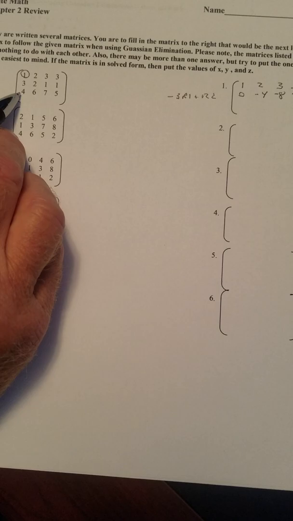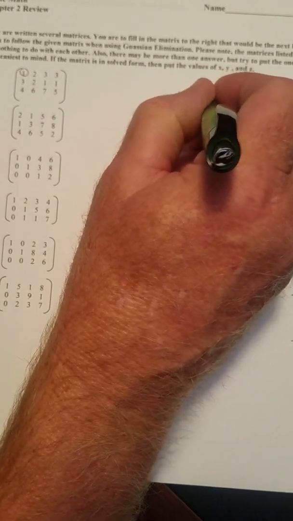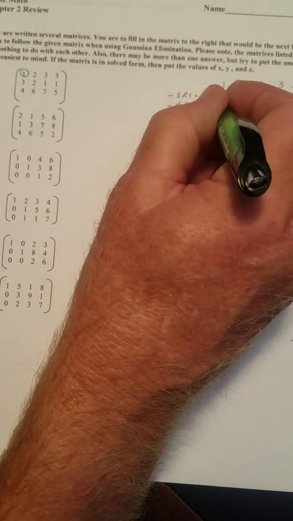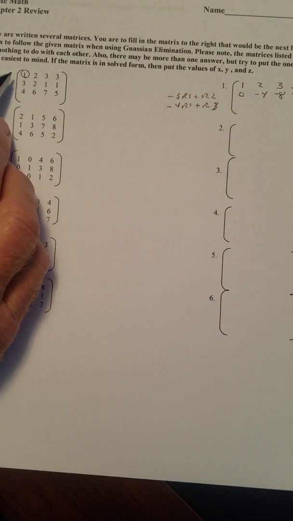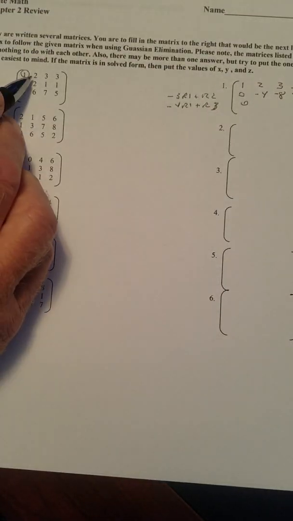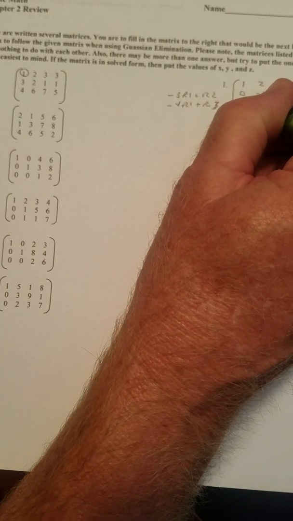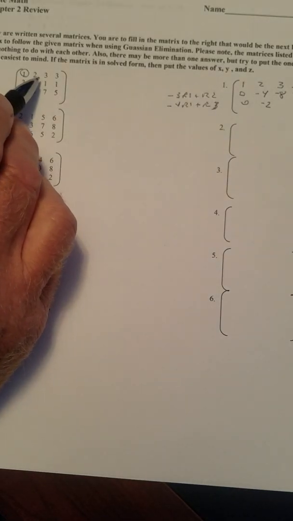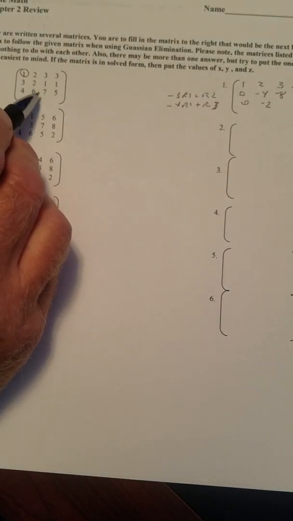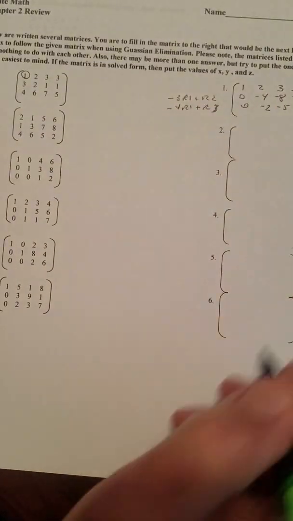On the bottom row, to get a 0 where the 4 is, I'm going to take -4 times row 1 plus row 3. -4 times 1 is -4 plus 4 is 0. We knew that. -4 times 2 is -8. -8 plus 6 is -2. -4 times 3 is -12. -12 plus 7 is -5. And -4 times 3 is -12 plus 5 is -7.